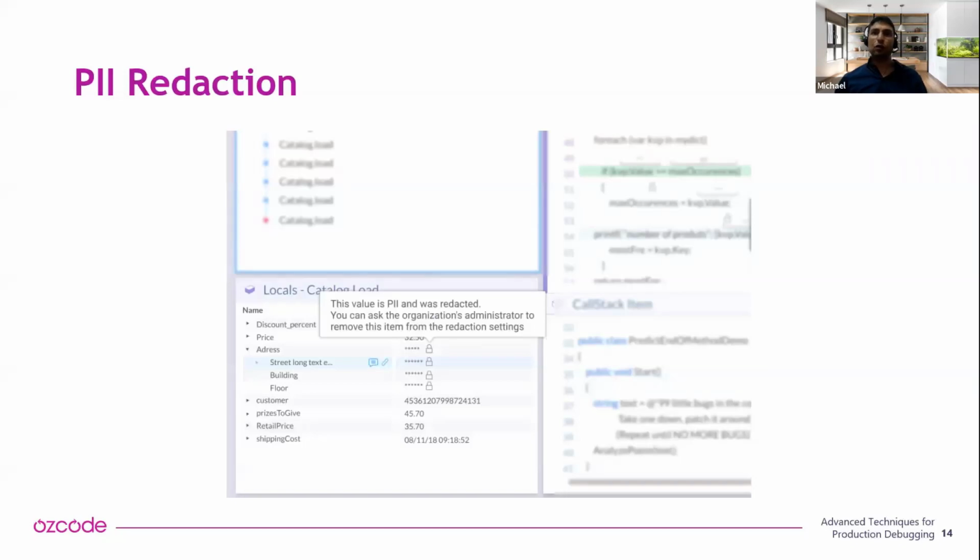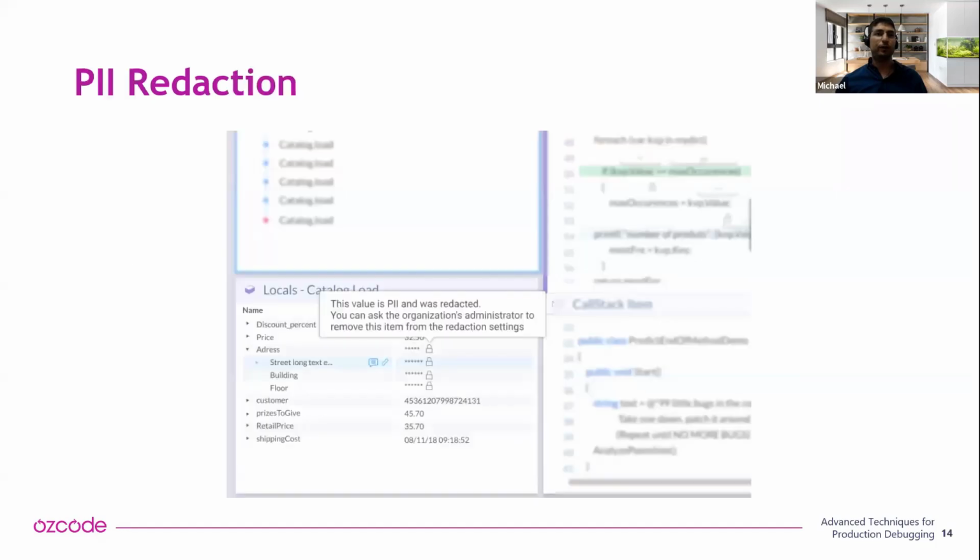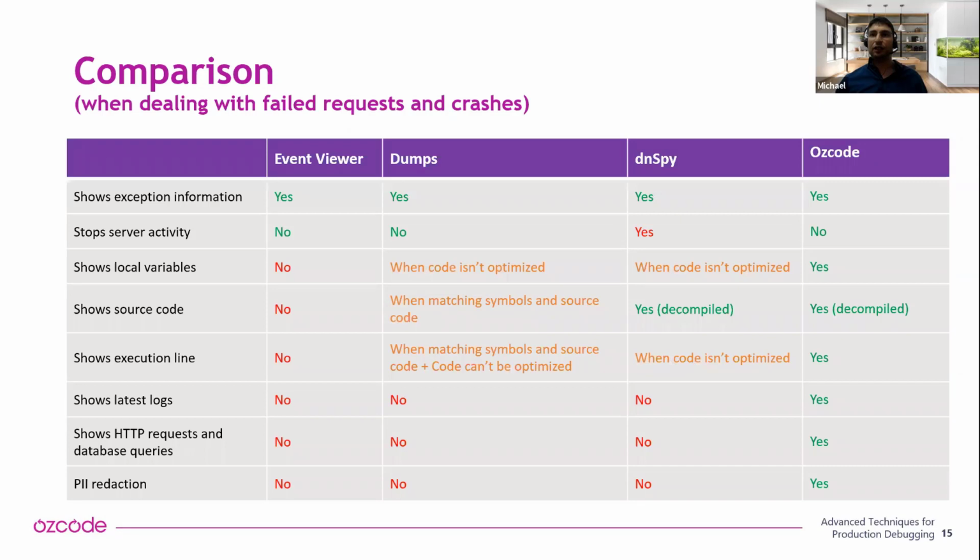Okay, so Ozcode is right now free with some limitations, but you can start for free with all of its features, and it's very easy to set up. So let's compare a bit all the techniques that we talked about so far. We talked about the event viewer, we talked about dump files, we talked about DnSpy, and we talked about Ozcode.